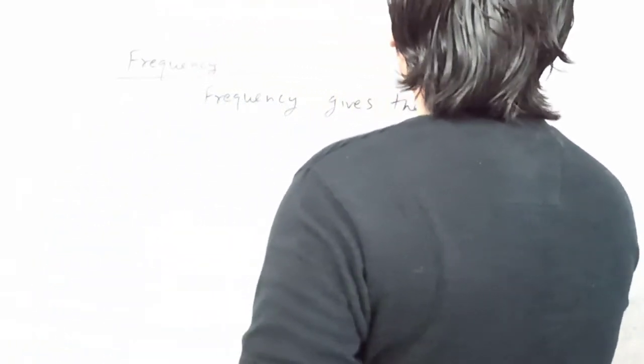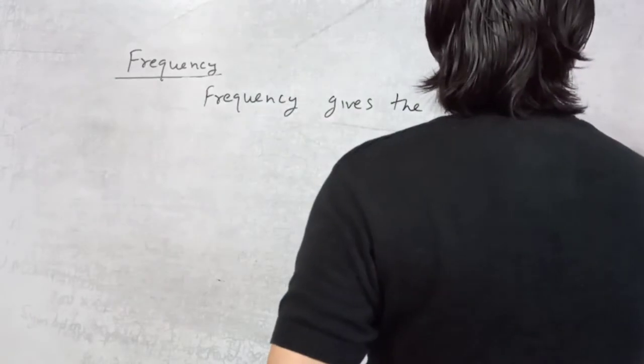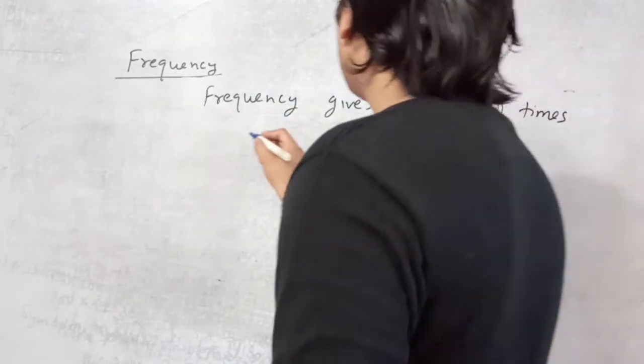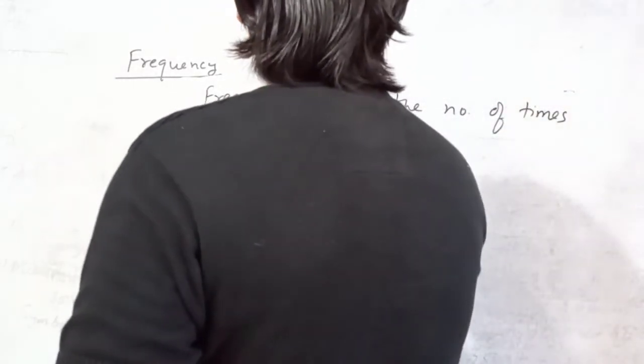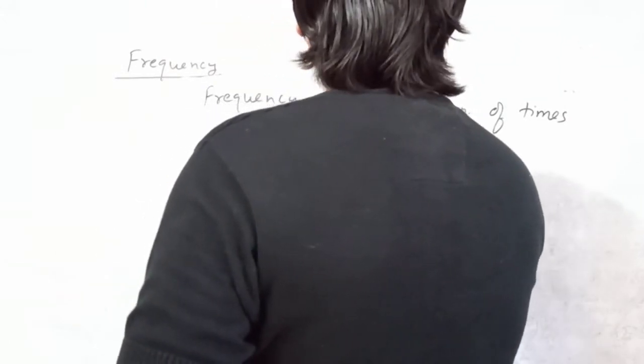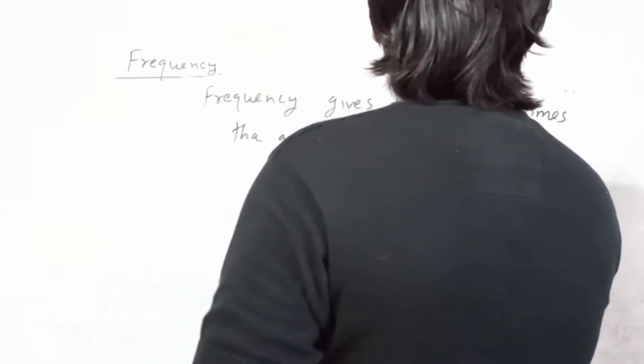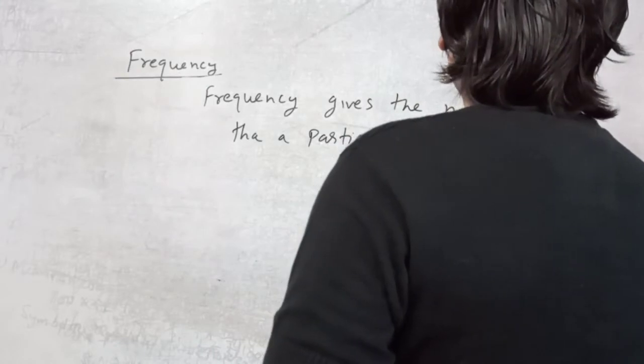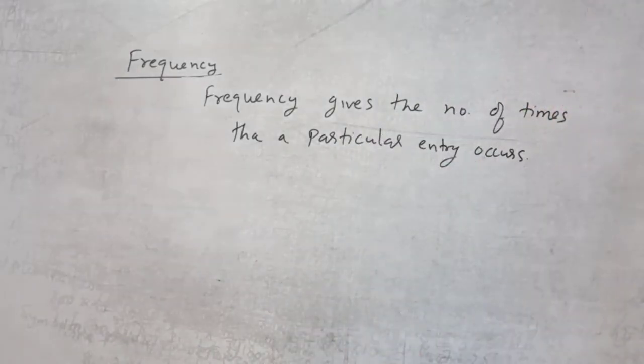Frequency gives the number of times a particular data entry occurs. How many times that number is coming, that is known as the frequency.